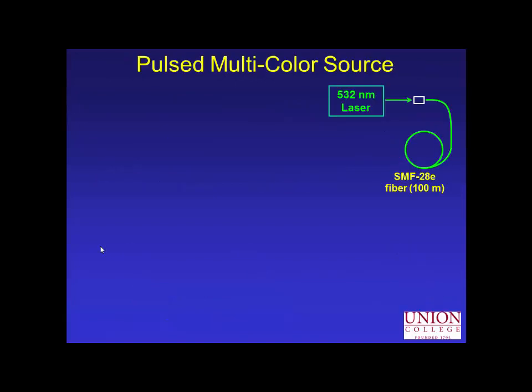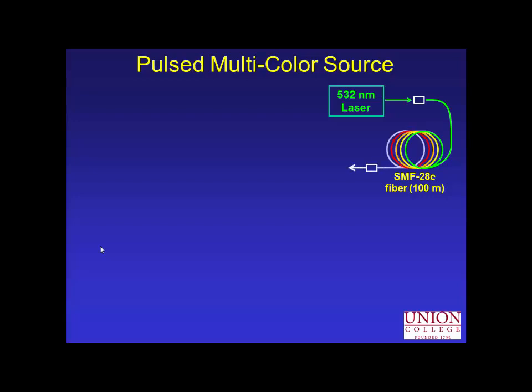For our experimental setup, we start with a Q-switch laser. Rep rate is 20 kilohertz, pulse energy is about 15 microjoules, and duration is about 1.5 nanoseconds. We send it through about 100 meters of SMF-28 fiber, which is pretty much the industry standard for telecom applications. It's single mode at 1550 nanometers, but again, we're operating at 532, so that smaller wavelength means you get a few modes in the fiber.